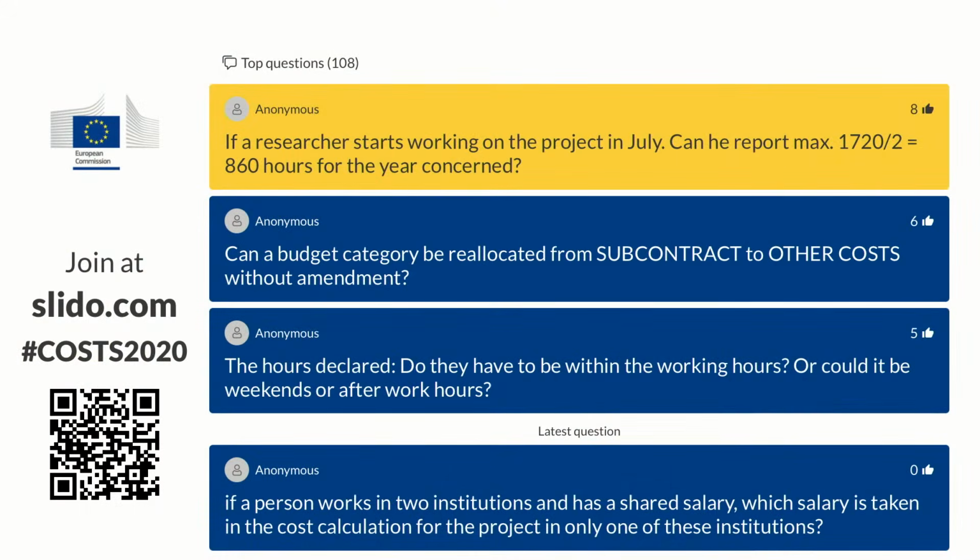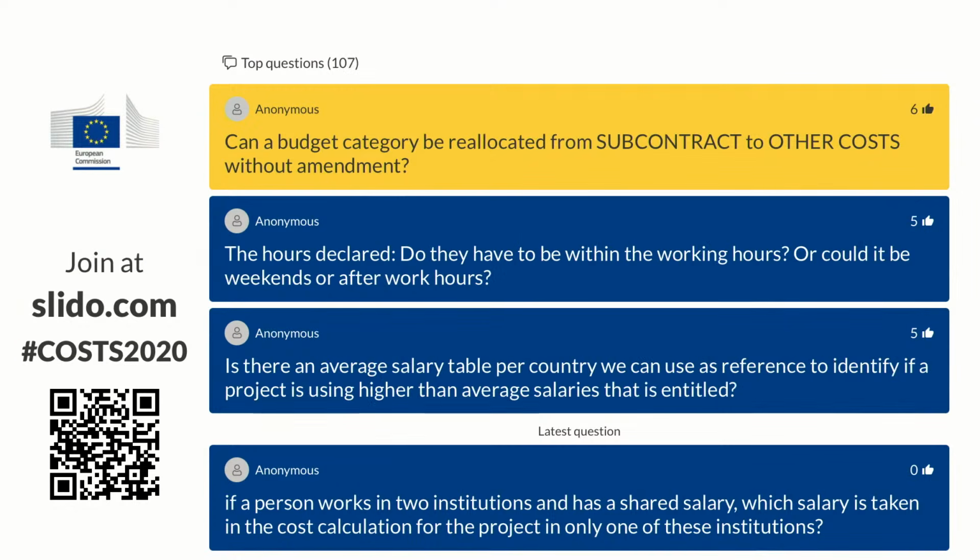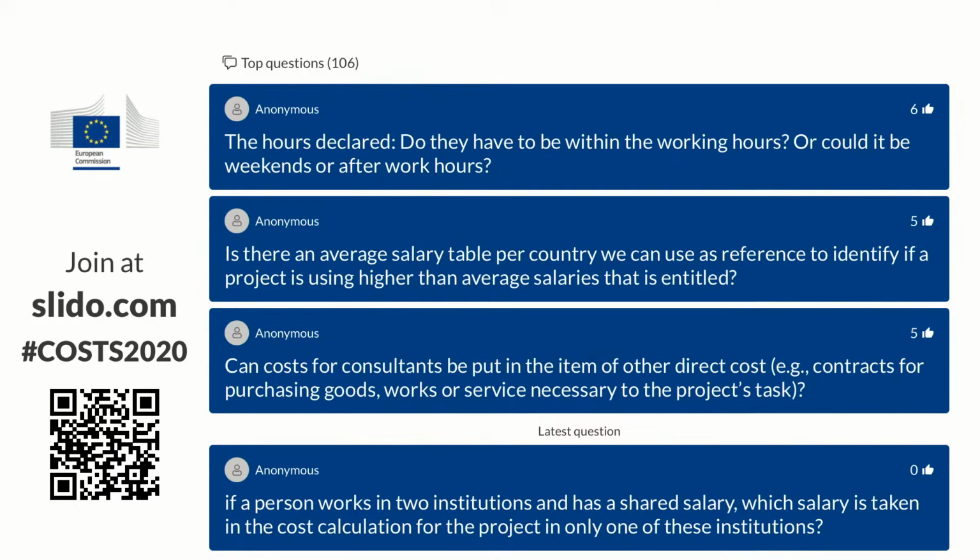Next question, please. Can a budget category be reallocated from subcon? Oh, we had this one, I think. Okay, it comes back. So we go immediately to the next one.